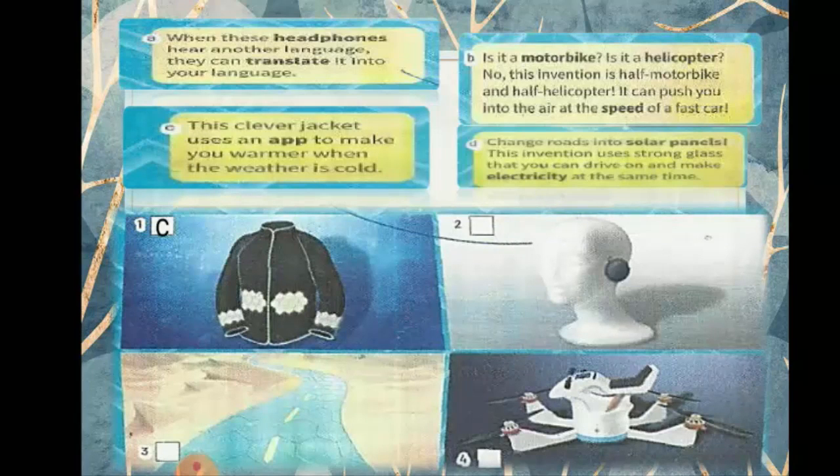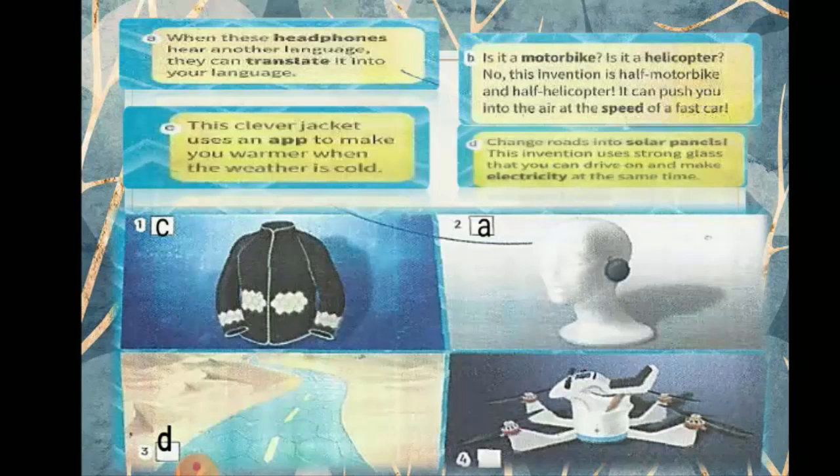And number 2, what's this? Yes, number A, when these headphones hear another language, you can translate it into your language. Okay, what about number 3? Which one is the correct definition of it? Yes, number D, change roads in solar panels. This invention uses strong glass that you can drive on and make electricity at the same time.